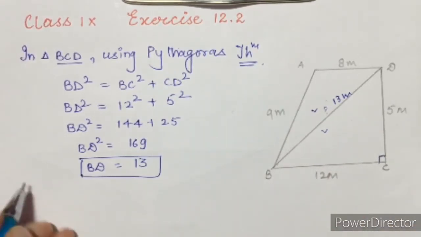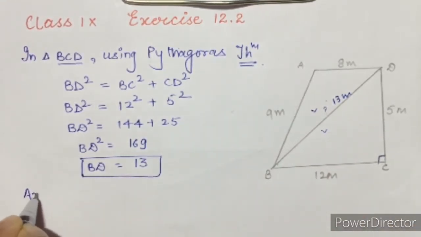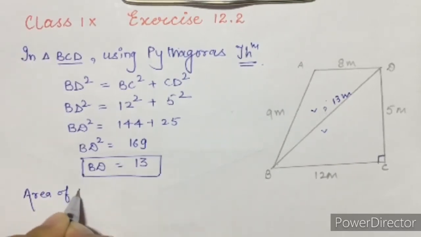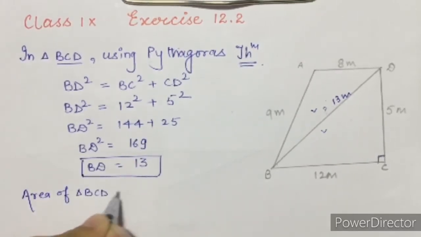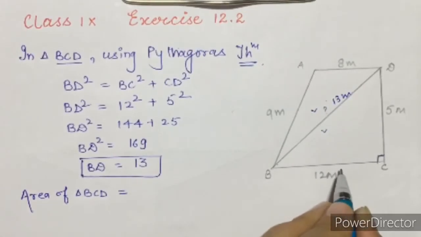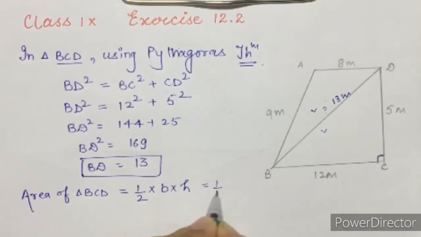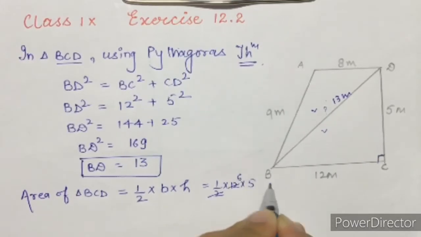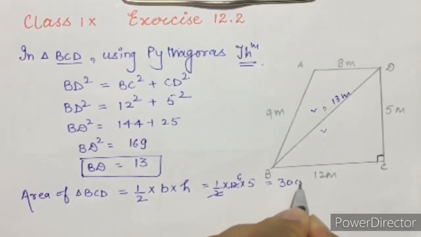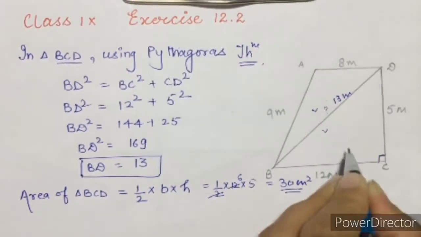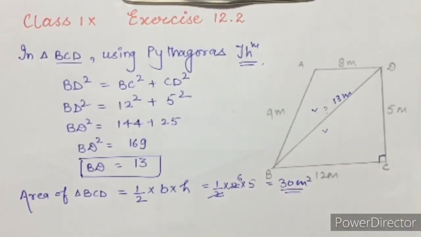So I can find the area of triangle BCD very easily. I can use this formula because this is a right angle triangle: 1/2 into base into height. What is my base? That is 12. What is my height? That is 5. What is the area of this lower triangle? That is 30 meters square. I got the area of the lower triangle. Now I have to find the area of this triangle.